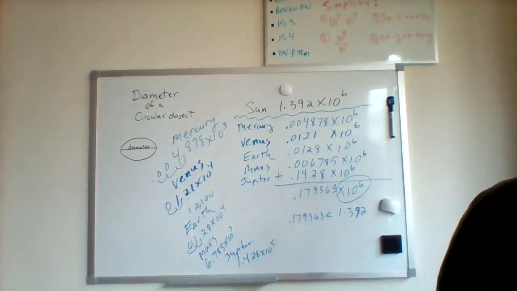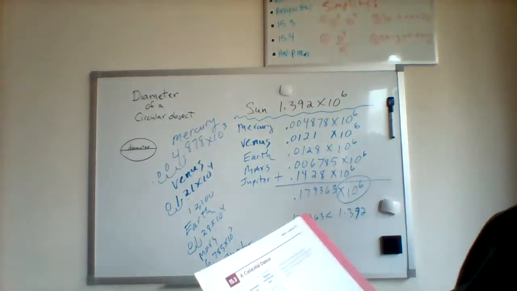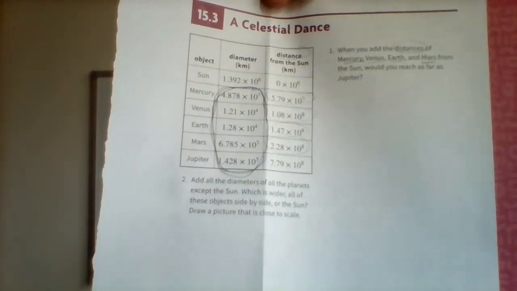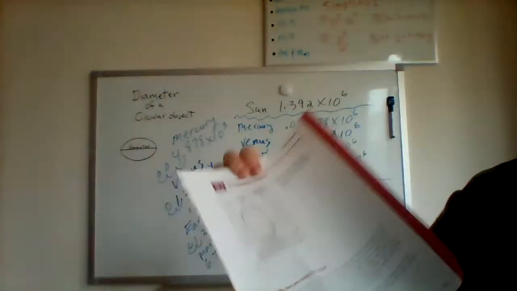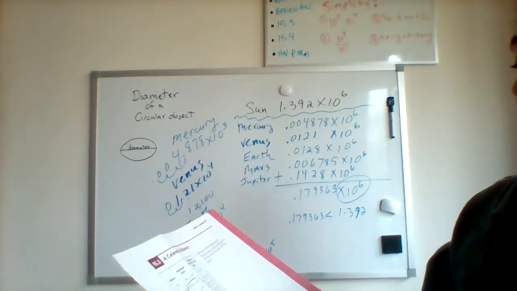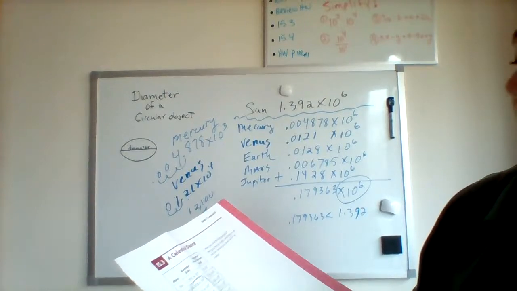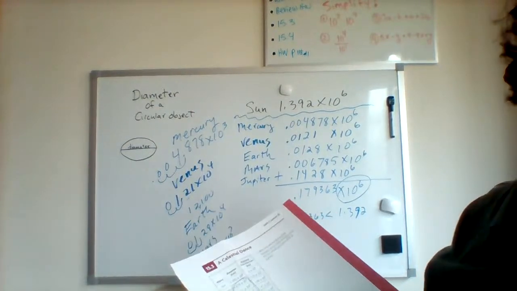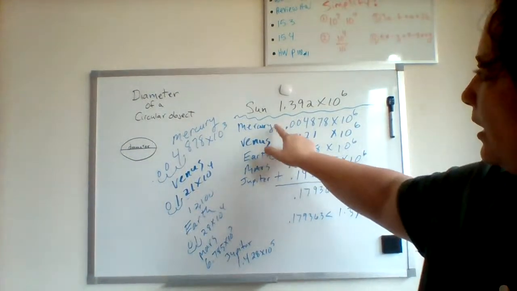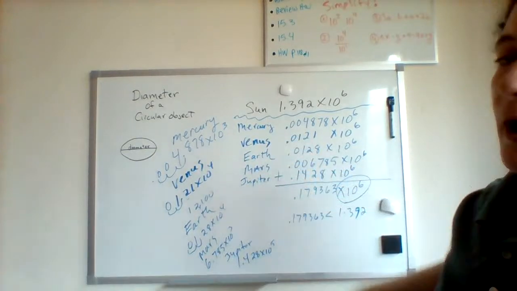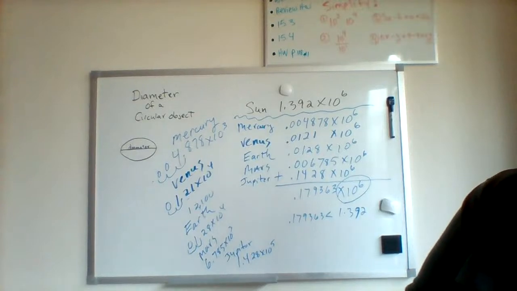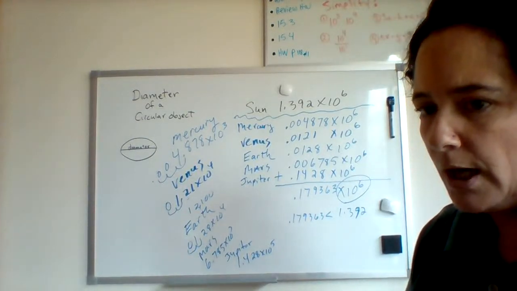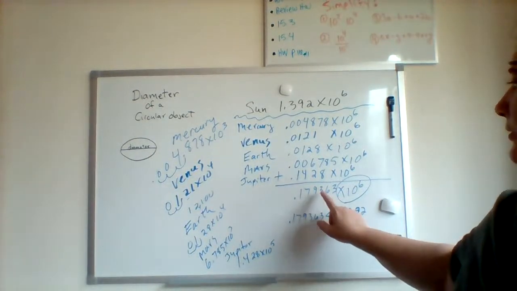Okay, so in the beginning, when we started number 2, right, number 2, it said that it was only interested in the diameters this time. It says, which is wider, all of these objects side by side or the sun? All these objects meaning 1, 2, 3, 4, 5, the 5 planets' diameter. Now, I went over diameter really, really quickly. No, Dagny, this number right here.